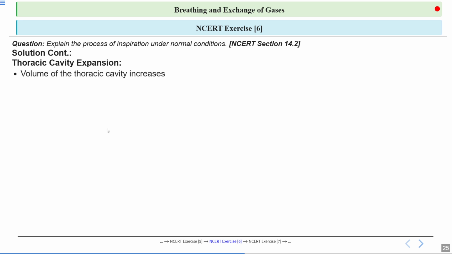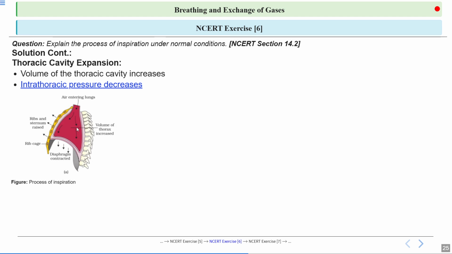Now, how does thoracic cavity expansion occur? The volume of the thoracic cavity increases, and you all know how it is increasing. You have to mention two things: external intercostal muscles and the downward movement of the diaphragm, right? So intrathoracic pressure decreases. Inside the thorax the volume increases and the pressure decreases.